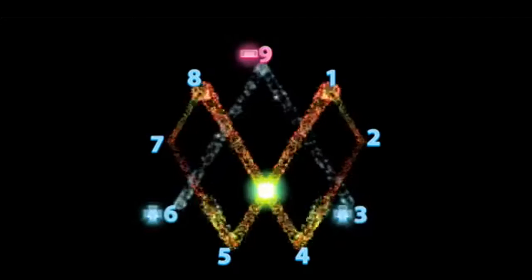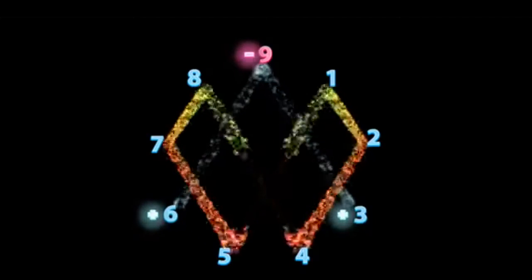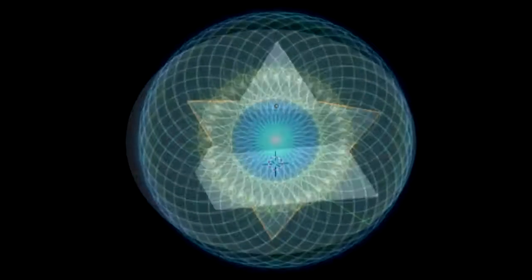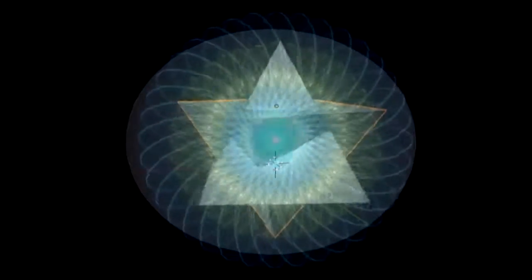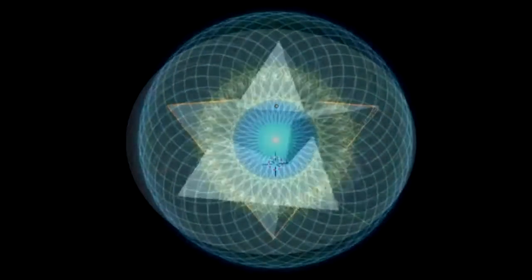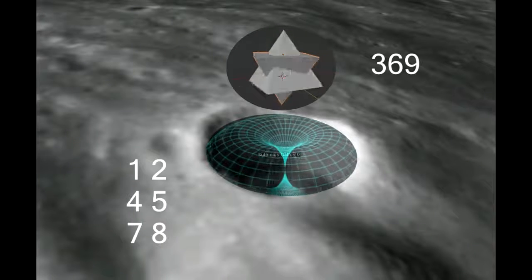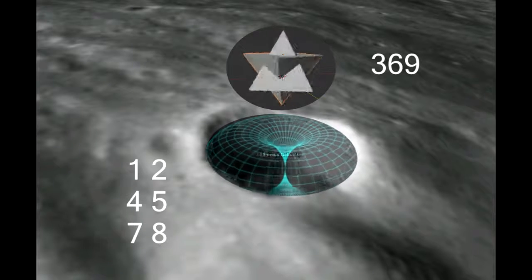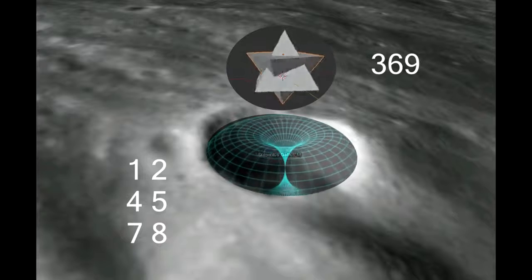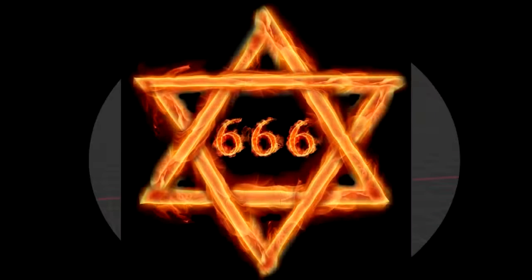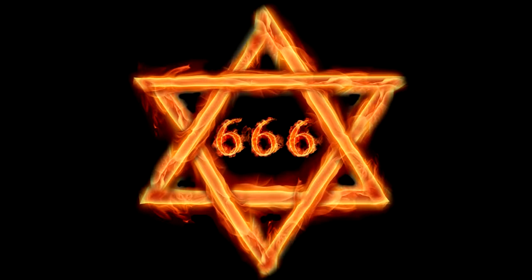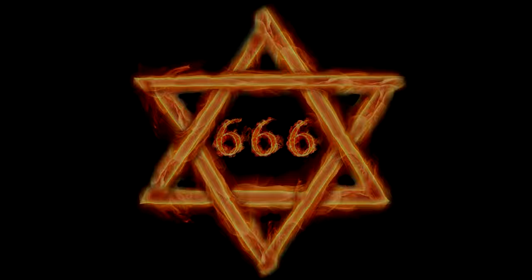So here you have the diagram of a toroid dominated by a counter-rotating pyramid. The 369 is not the godly code, it is the parasitic code. 369 sounds a bit like 666 if you ask me. Let's look for the origins of the counter-rotating pyramid.